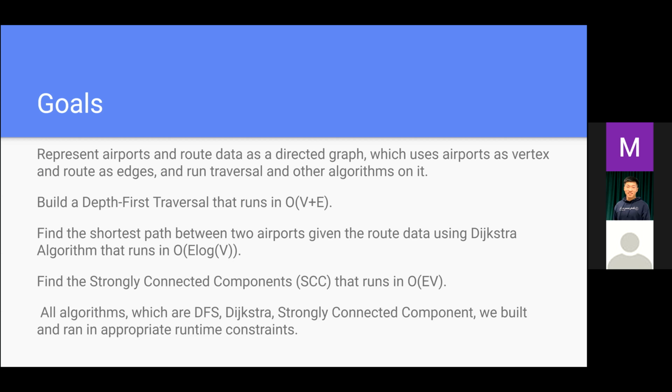We did several things to achieve this goal. We built the depth-first traversal, which is used to return all airports that can be reached from the source airport. It takes O(V plus E) time. Next, we use Dijkstra's algorithm to find the shortest path between two airports. Finally, we successfully built a strongly connected components algorithm. This algorithm is used to determine whether two airports can reach each other. All algorithms, which are DFS, Dijkstra, and strongly connected components, are built and run in appropriate runtime constraints.